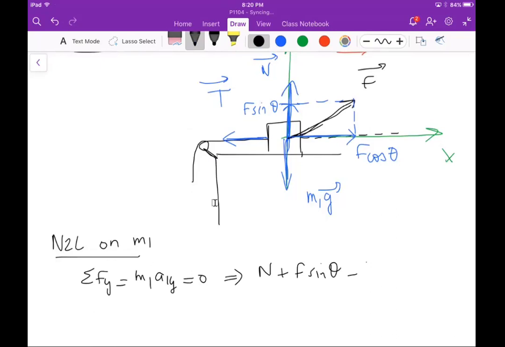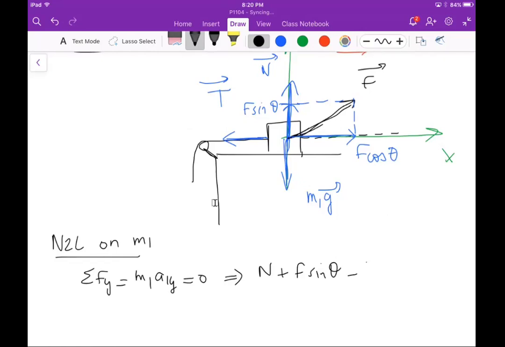Then on the other side, we know that the summation of Fx, so the external forces acting on the object, their projection along the x-axis is given by M1 A1x. And actually the block M1 has only one acceleration, the full complete vector along the x-axis. So this A1x is nothing else than A.